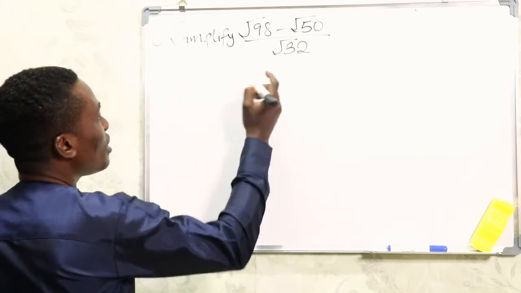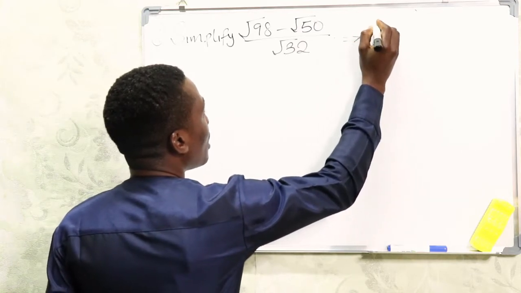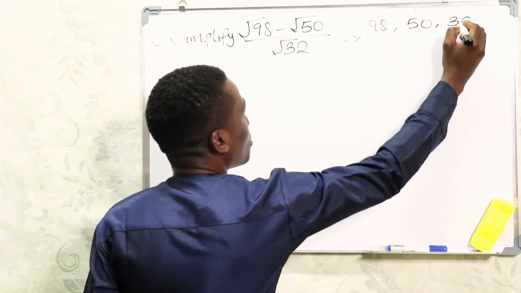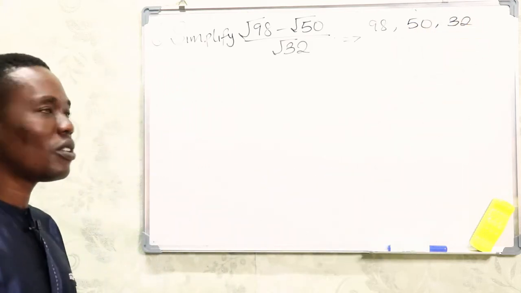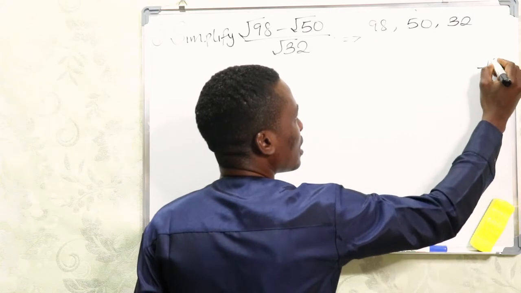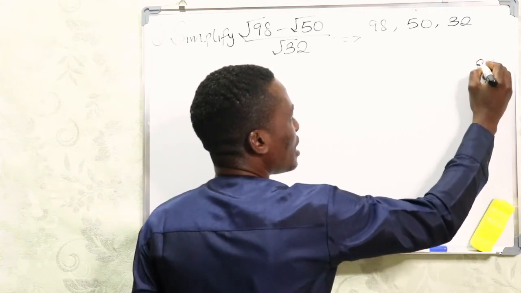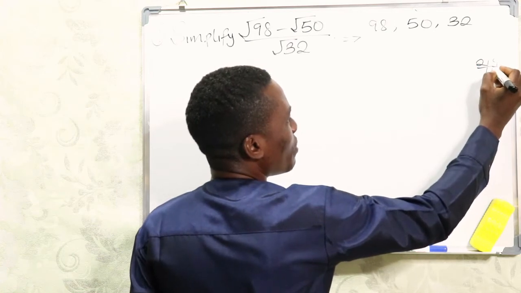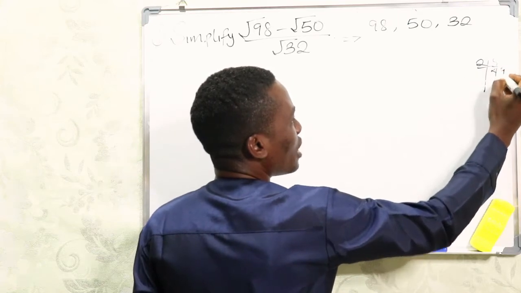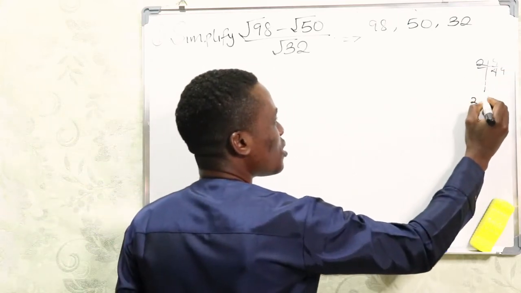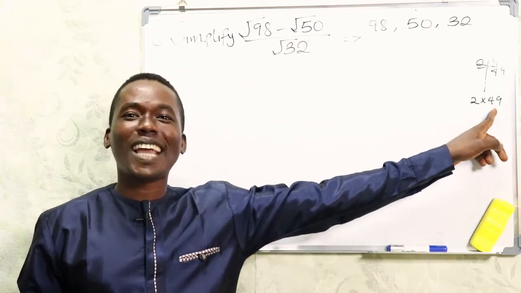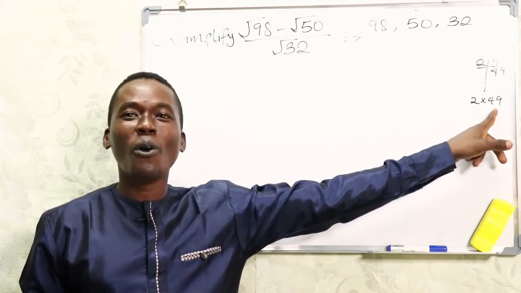Now, we are given 98, we are given 50, and we are given 32. Now, you have to look for the perfect square of all these numbers. Now, the perfect square of 98: if you divide 98 by 2, what will you have? 9 divided by 2 will give you 4, remainder 1. 18 divided by 2 will give you 9. So you do notice that 2 times 49 gives you 98, and 49 is a perfect square. So that's the highest perfect square for 98.